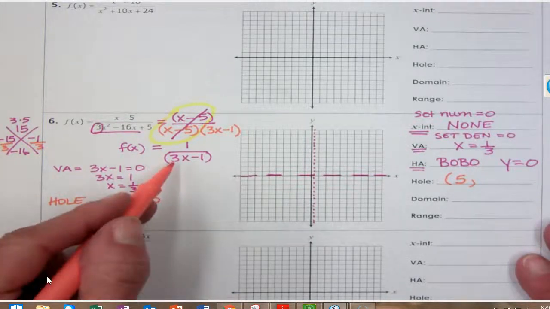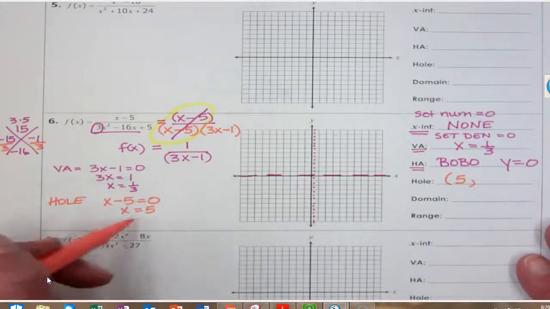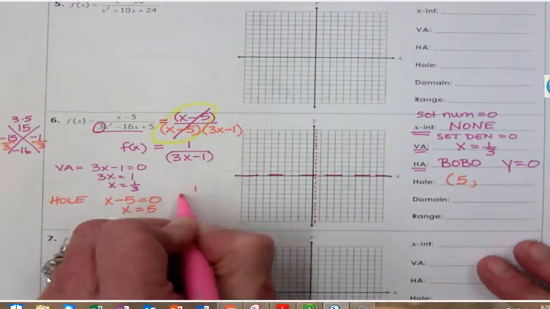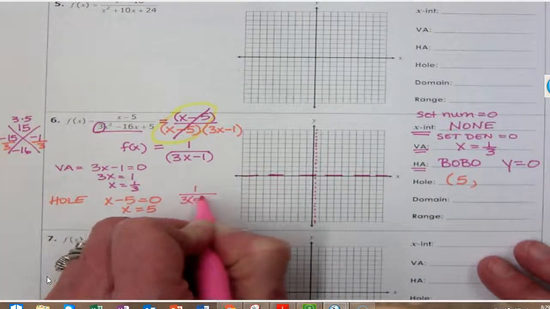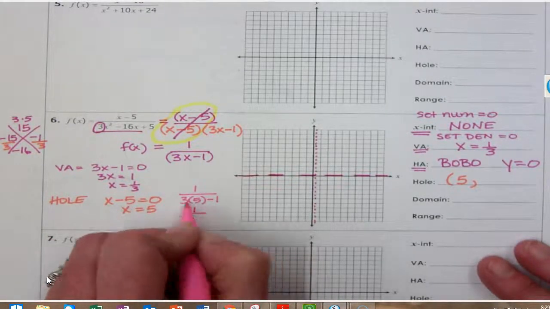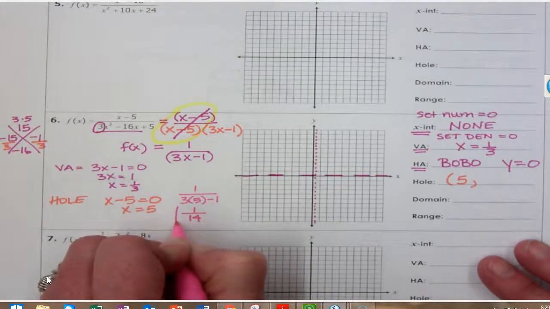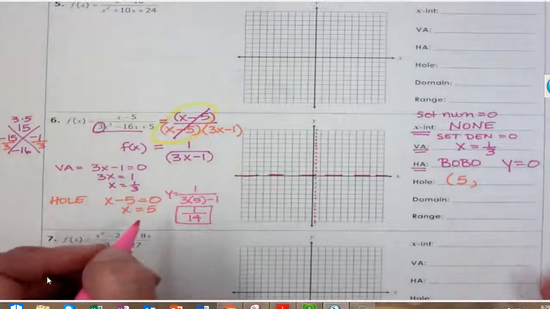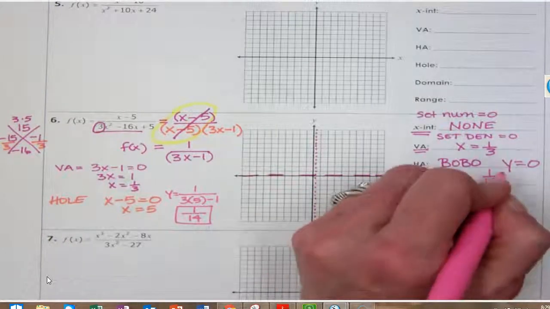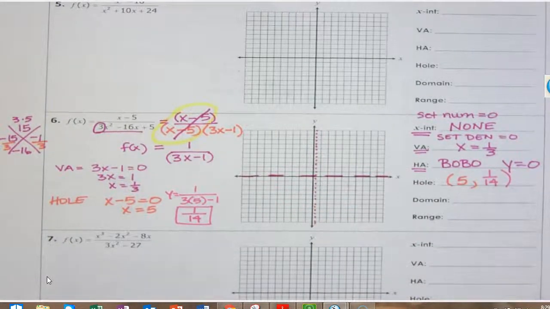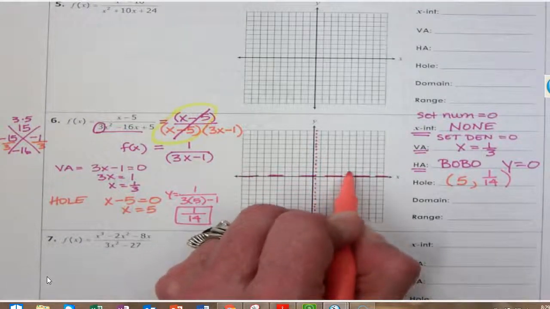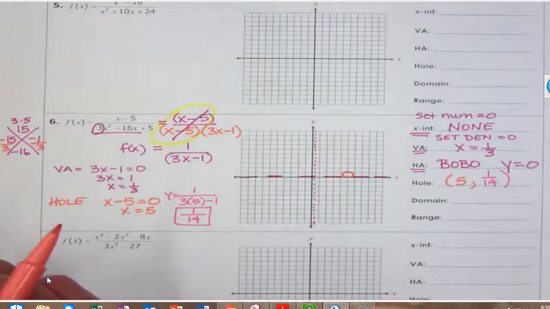To find what that is, I need to put 5 here. So I'm going to put 1 over 3 times 5 minus 1, and that's going to give me 1 over 15 minus 1 is 14. This is going to be my y value, 1 over 14. It's okay, it's a fraction. We're okay with that. So I'm going to immediately mark my hole at 1, 2, 3, 4, 5, and like 1/14 is going to be somewhere right there.